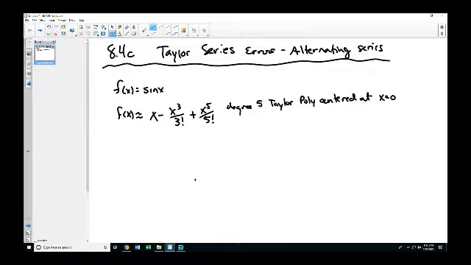So we can make that into a Taylor series by making it infinite and writing it as a sum. Okay. Shame on me for not having these memorized, I guess.